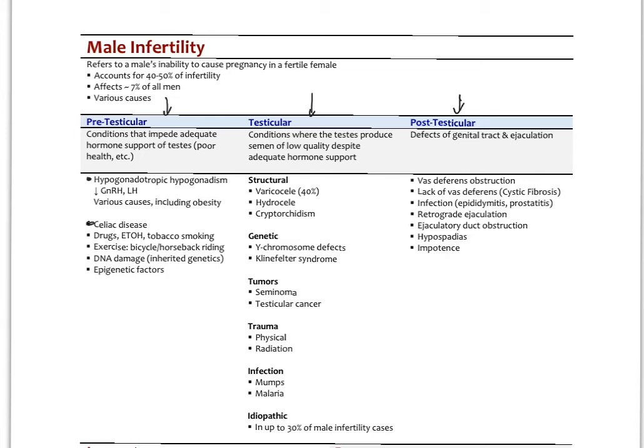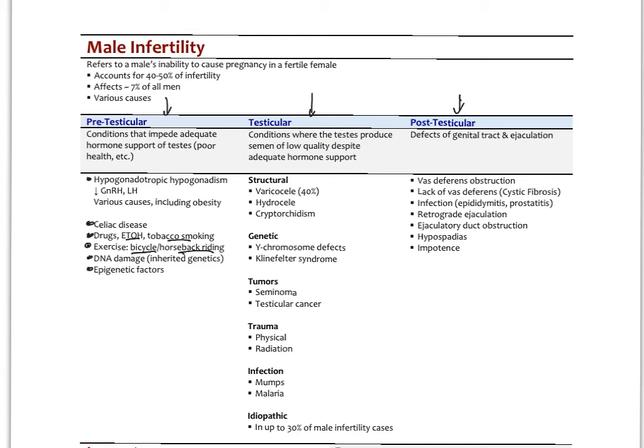Celiac disease, different drugs, again, alcohol, tobacco smoking, exercise, and this would be more from damage to the blood flow to the testes from excessive bicycle riding or horseback riding. Bike riding in particular, the saddle for the bicycle can really impede blood flow to the testes, and that can cause a real problem with adequate androgen secretion. DNA damage, that can be inherited, and then different epigenetic factors. So these would be pre-testicular causes of infertility.